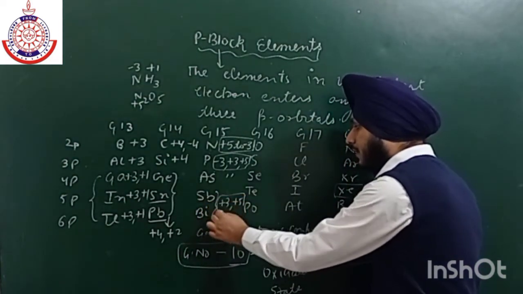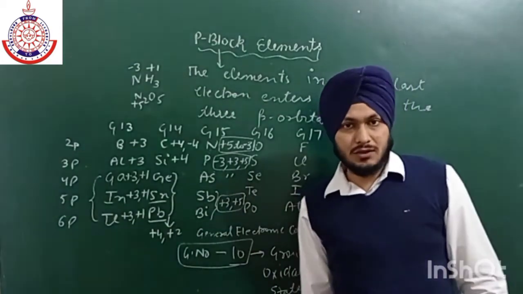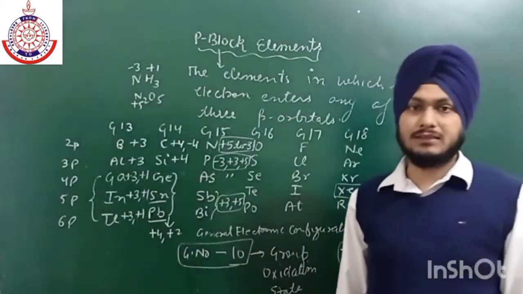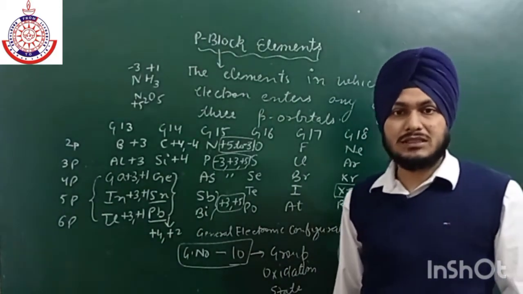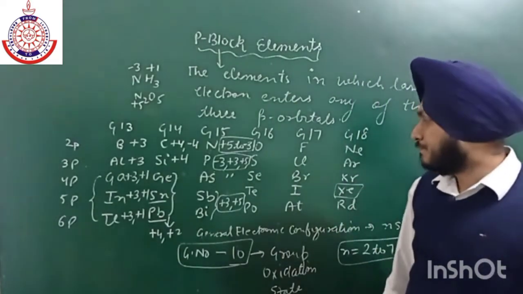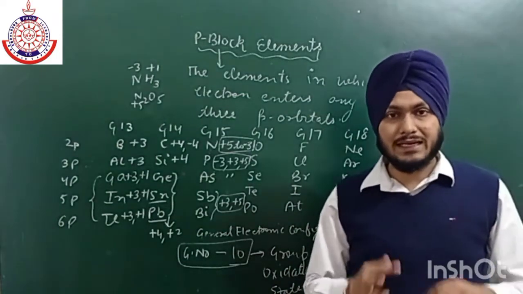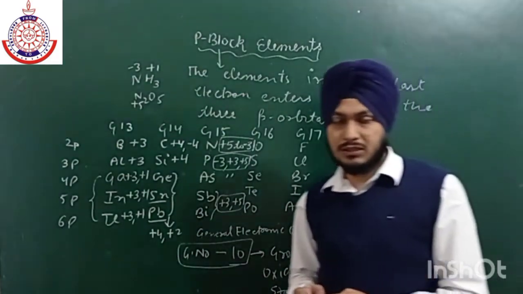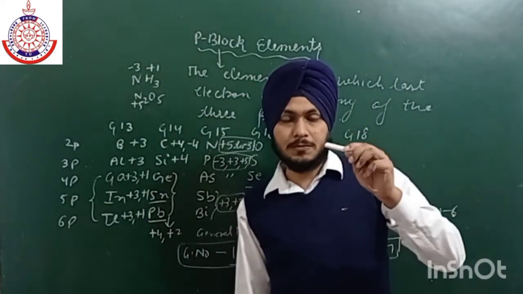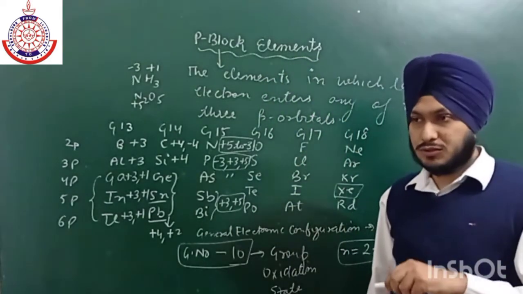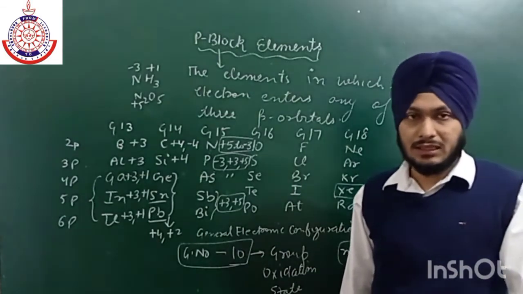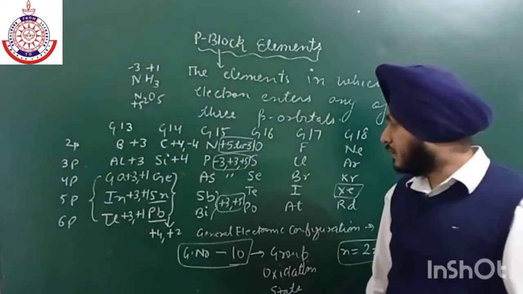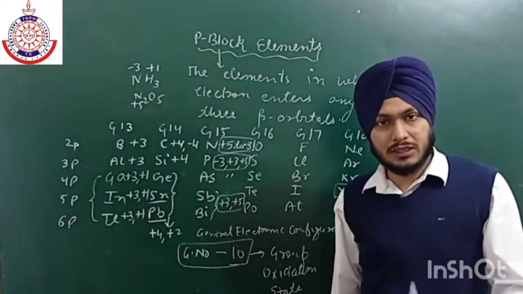So one more thing you have to keep in your mind, that as we all know, on going from top to bottom, the electropositivity increases. It means the tendency to show negative oxidation state decreases. So write it in a notebook, this thing also, that as we move from top to bottom, the tendency to show negative oxidation state decreases and the tendency to show positive oxidation state increases. And which one in that? Lower. Okay, due to inert pair effect.